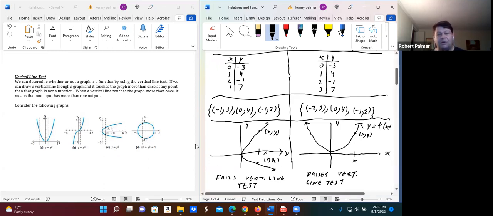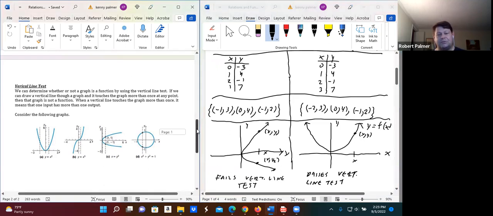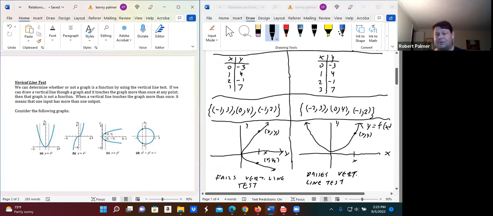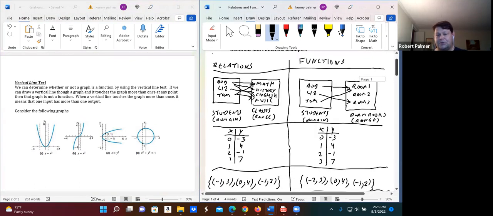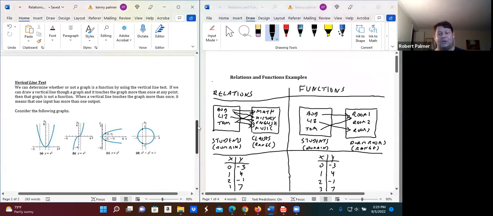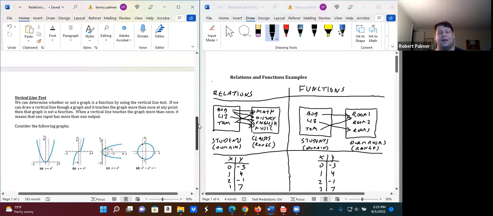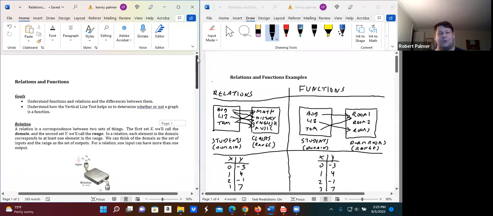So what we've learned today is basically the difference between relations and functions, some examples of each, different ways of writing relations and functions, understanding their domains and ranges, and also understanding the vertical line test, and how I can determine whether a graph is a function or not.